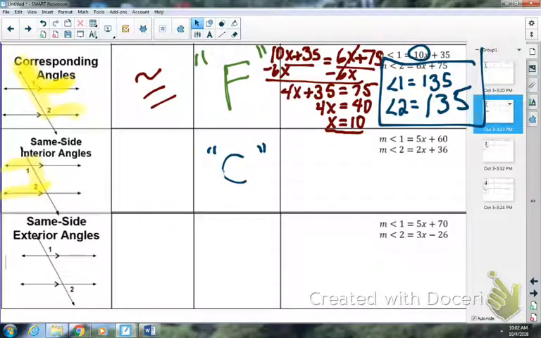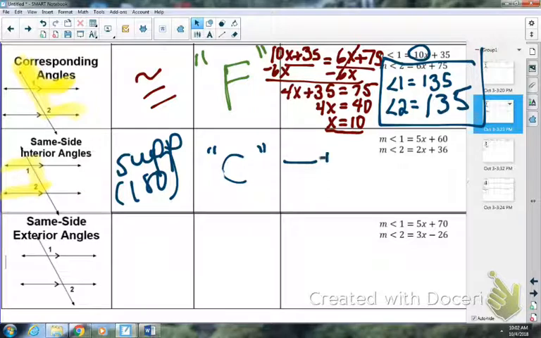Do you remember? They're not congruent. Do you remember how they're related? Supplementary, very good. What does supplementary mean again? Yeah, their sum is 180 degrees. So, whereas in all of the other problems, when we set up our algebra we always set them equal to each other, for same side interior angles, since their sum is 180, we're going to have one of them plus the other one equal 180. So again, when I add them, I get 180 degrees.